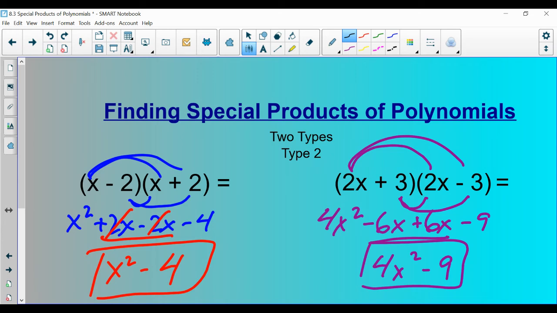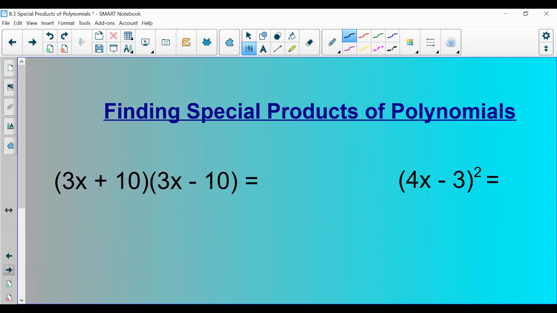So when we have two numbers, x and 2, one time they're being added and one time they're being subtracted, the shortcut would be to do first times first, x times x, get x squared, and last times last, minus 4, and that's it. It worked here too. First times first, 2x times 2x is 4x squared. And here's the last one, 3 times negative 3 is negative 9.